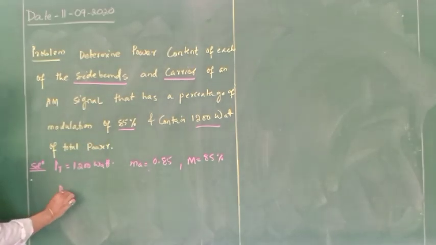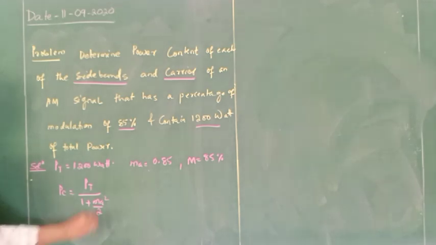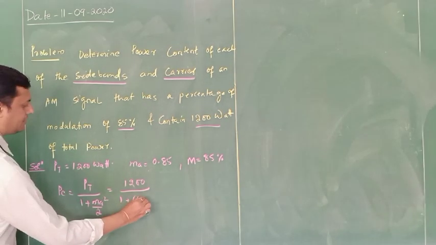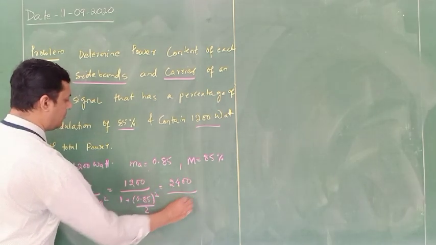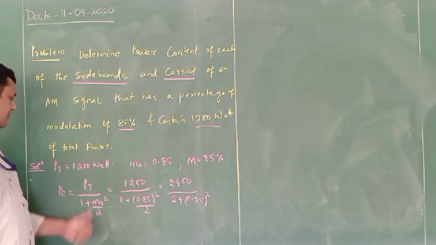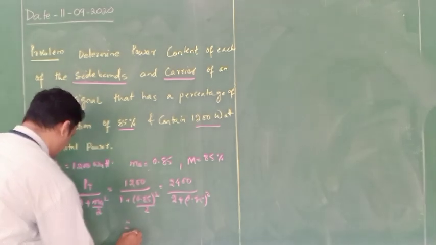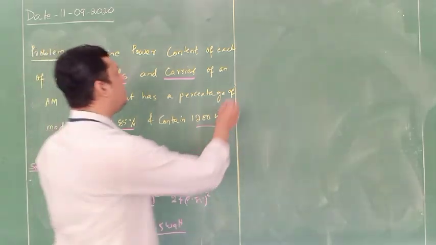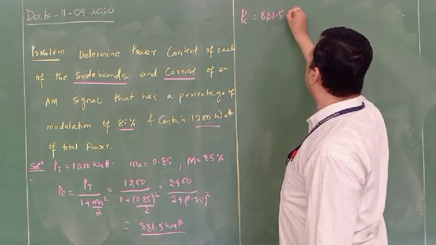Now we had a relation: PC is equal to PT divided by 1 plus ma square by 2. In place of PT substitute 1200, in place of ma square substitute 0.85 whole square divided by 2. So it is 2400 divided by 2 plus 0.85 whole square. With the help of a calculator, we can determine the carrier power. So carrier power will come around 881.5 watt.